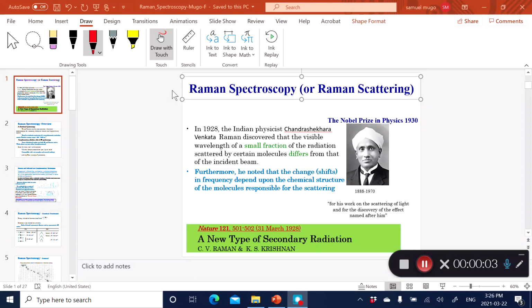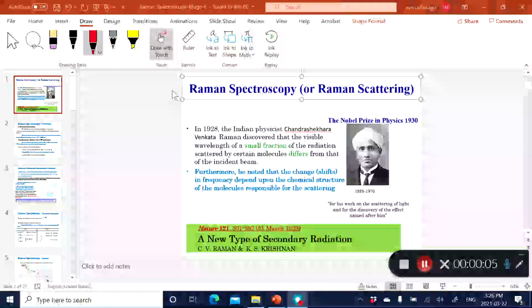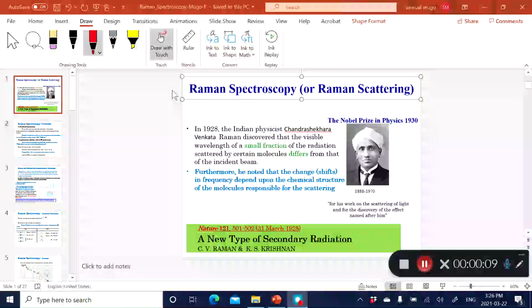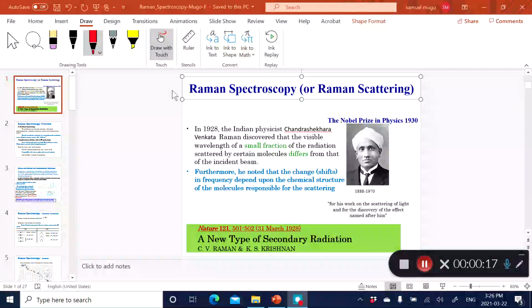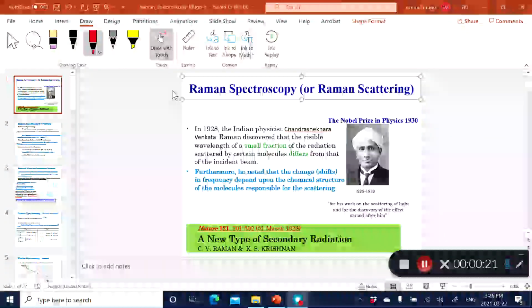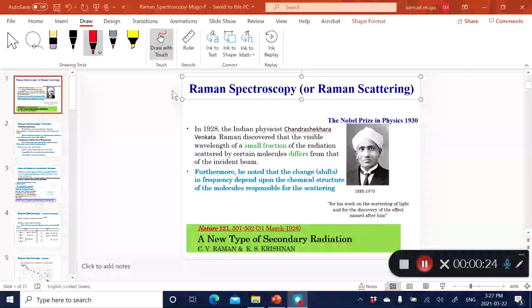So today I'm going to introduce you to another type of spectroscopic technique that might not be familiar to all of us, and yet it's becoming such an important spectroscopic technique for chemical analysis. And so in this lecture, we're going to talk about Raman spectroscopy.